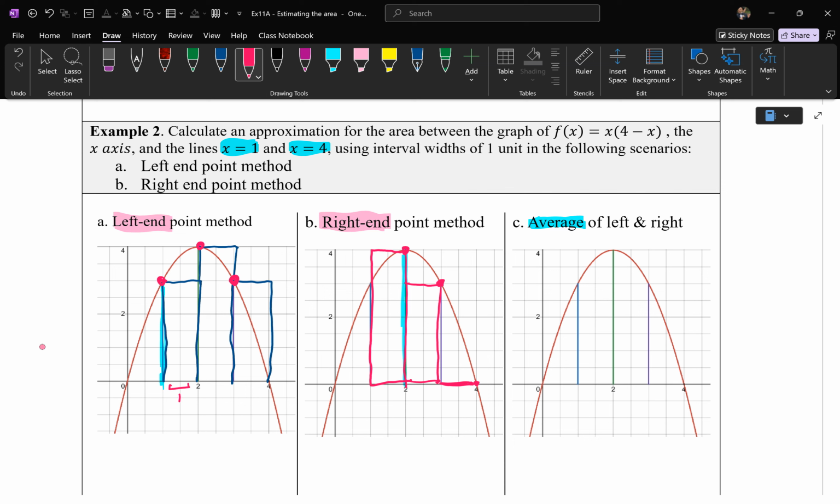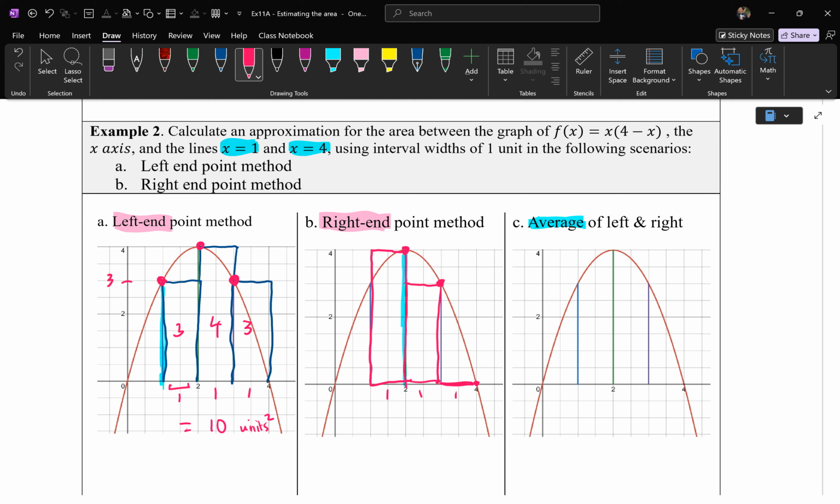Now let's find the area of each one. Since the width is 1, they're all width of 1. Height is pretty easy to see. It's clearly 3. So this one is 1 times 3. You got 3. Plus 4 times 1 is 4. Plus 3 again. So in total, the area should be 10 units squared. Did you guys get 10 squared units? Yes? Okay, good.